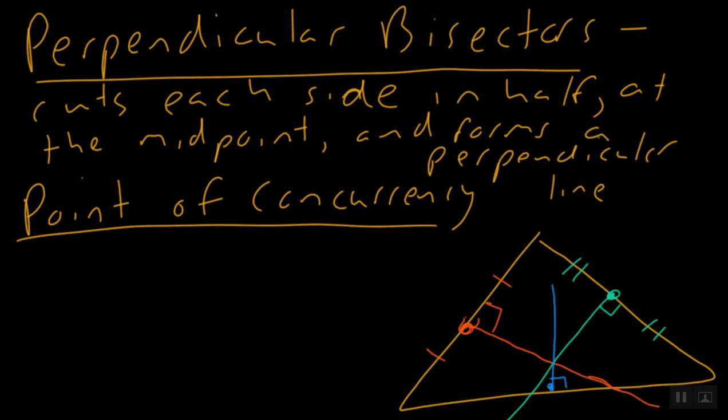And those 3 lines, let's use a funky color here. These 3 lines all intersect at this point of concurrency, but this point of concurrency has a different name. This point of concurrency is called the circumcenter. So circumcenter.